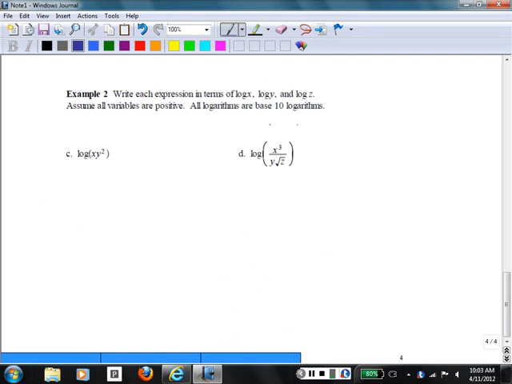It might be important to make mention of what we would do in the case where y could possibly be negative, but assume all variables are positive, and then we don't have to worry about that scenario. All logarithms are base 10 logarithms in this example because the bases are not written, and when they're not written, they're understood to be 10. So log of x y squared.